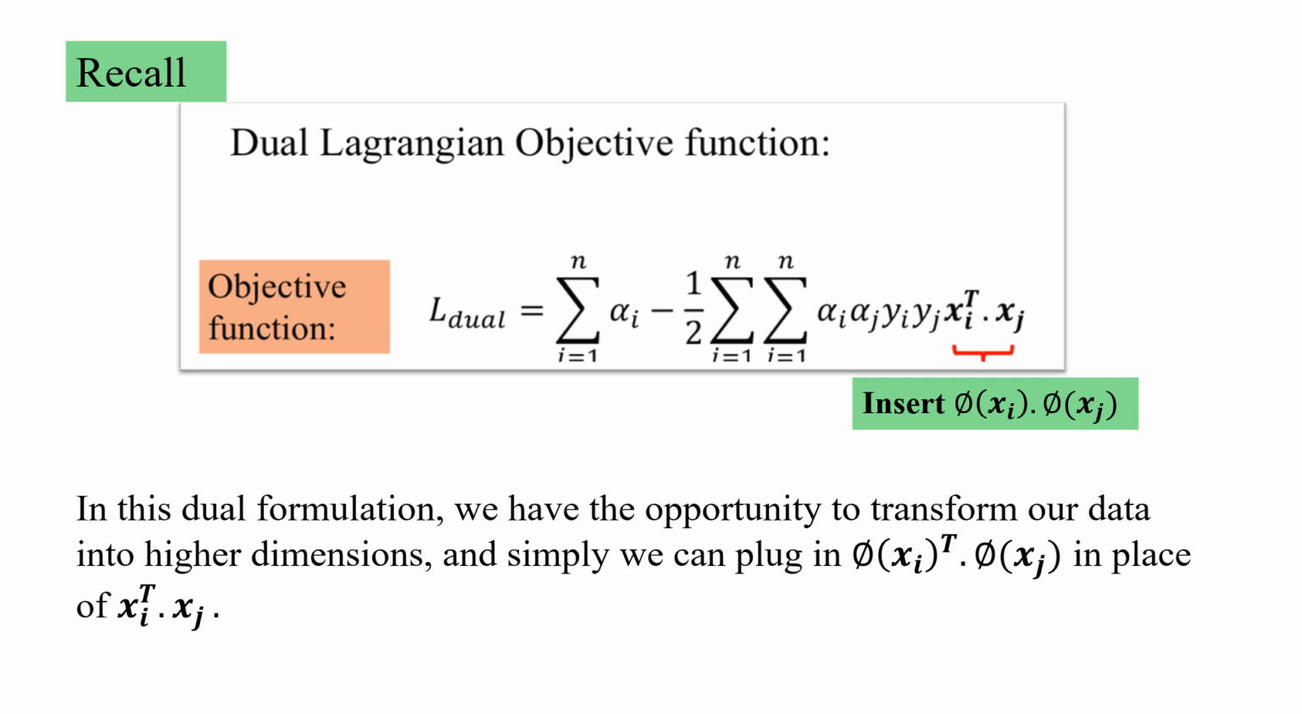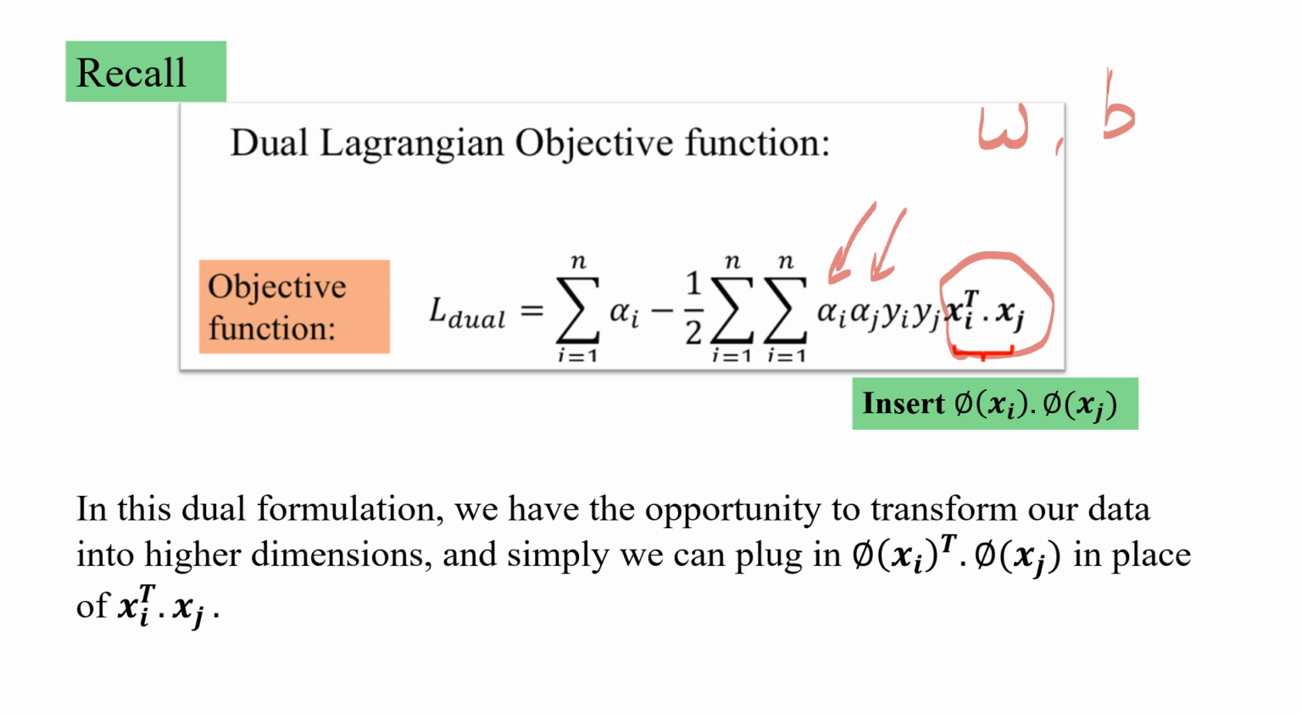Meanwhile, we would want to recall the dual Lagrangian objective function using which we had solved for the alphas, and using them we found the W and the B. That was how we had found our hyperplane. Now, in this, we see the inner product of the feature vectors of the samples.